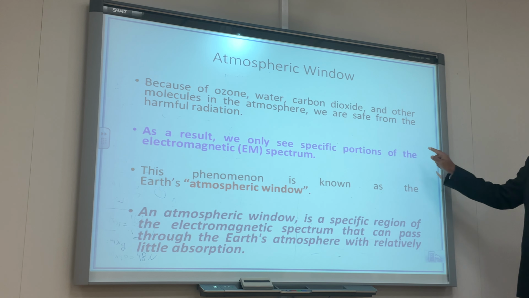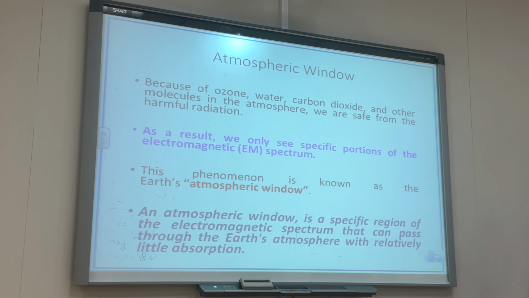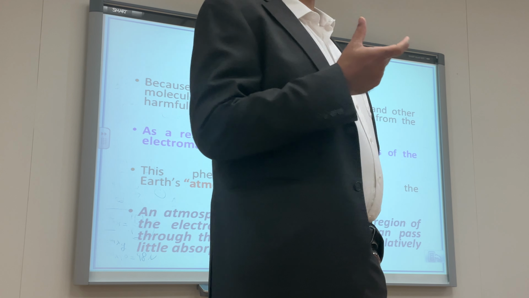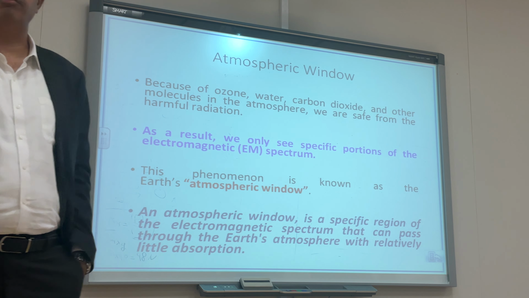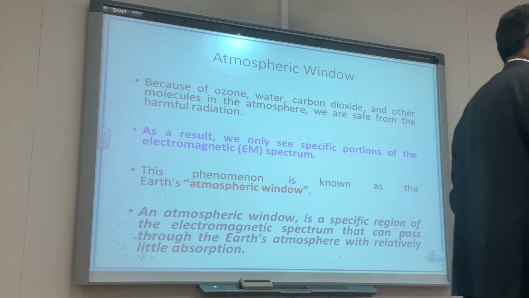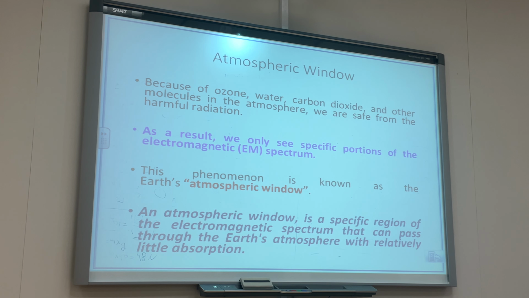As a result, we only see specific portions of the electromagnetic spectrum. This phenomenon is known as the Earth's atmospheric window. Well, what is the atmospheric window? An atmospheric window is a specific region of the electromagnetic spectrum that can pass through the Earth's atmosphere with relatively little absorption. All the electromagnetic radiations which can pass through the Earth's atmosphere are a part of the atmospheric window. Those radiations which cannot pass through the Earth's atmosphere are not a part of the atmospheric window.